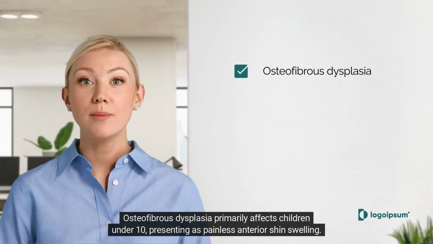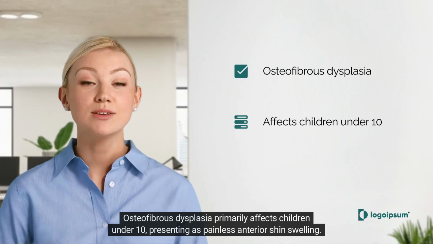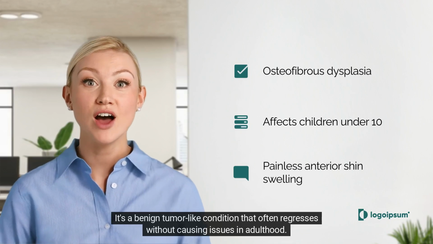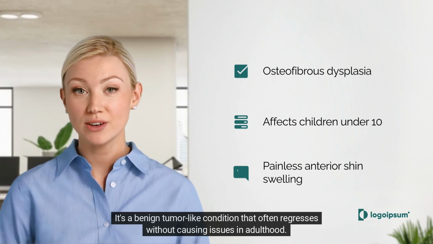Osteofibrous dysplasia primarily affects children under 10, presenting as painless anterior shin swelling. It's a benign, tumor-like condition that often regresses without causing issues in adulthood.